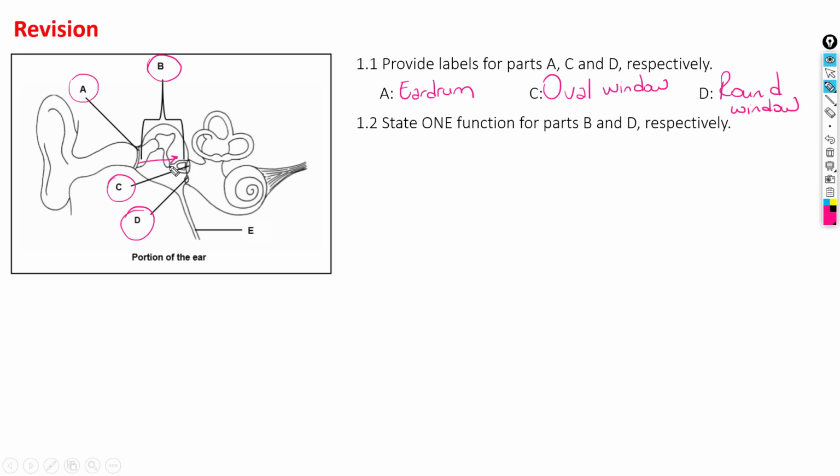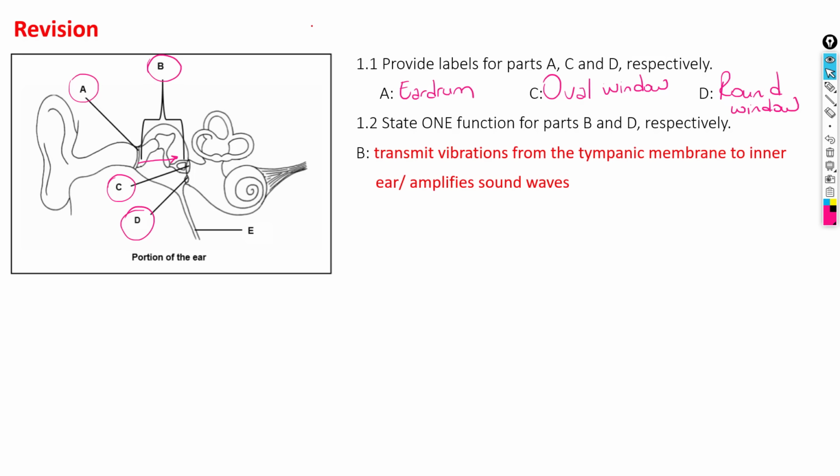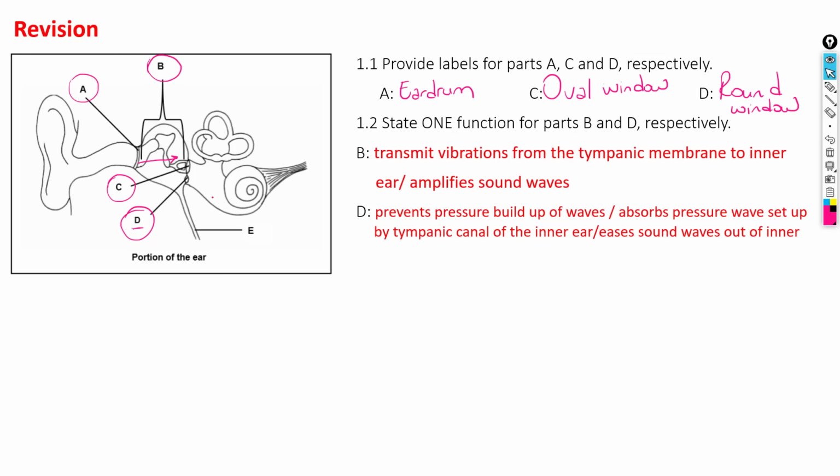Here the answer. And for part D, which is a round window, which is preventing the pressure buildup of waves in the cochlea. So here are the answers. Prevents pressure buildup of waves, absorbs pressure wave set up by tympanic canal of the inner ear, dissipates sound waves out of inner ear, prevents sound waves from moving backwards in perilymph.